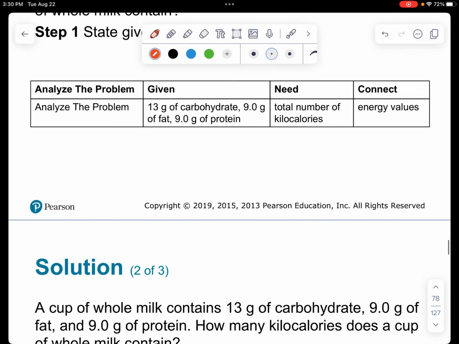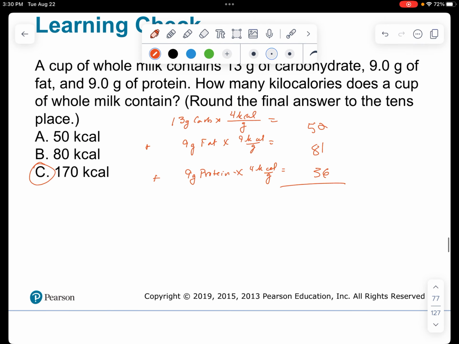Okay, well, let me go ahead and add them in front of you. So I get 52 plus 81 plus 36. I get 169 kcals. They are keeping 2 sig figs. I would actually argue that you could keep the third because the decimal places we have numbers in all of the ones places, but you only have.